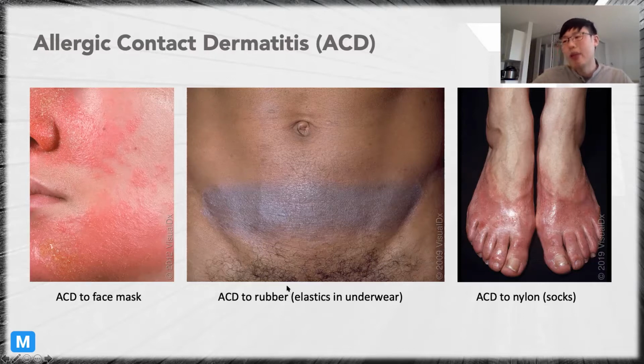It's basically a patient who has allergies to rubbers, for example, there are different components in rubbers, and different components people can be allergic to in the underwear. This is the perfect location for the waistband of the underwear. And then the last one is the socks, right? This is the perfect shape of the socks. This is allergic contact dermatitis to nylon in the socks.